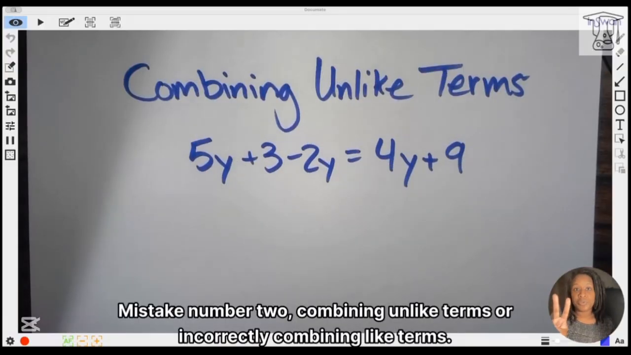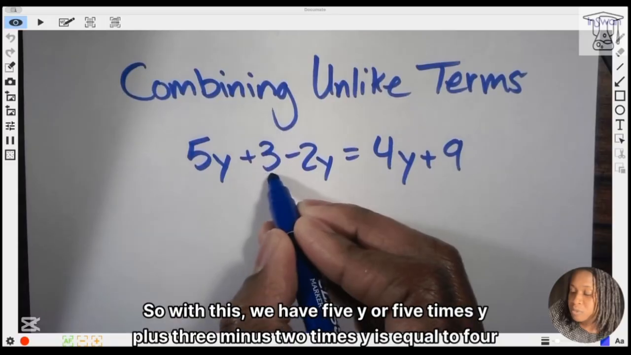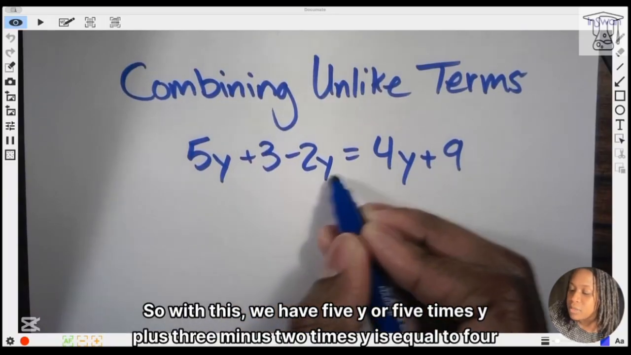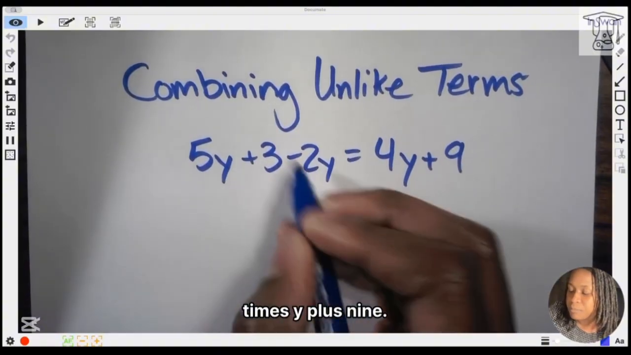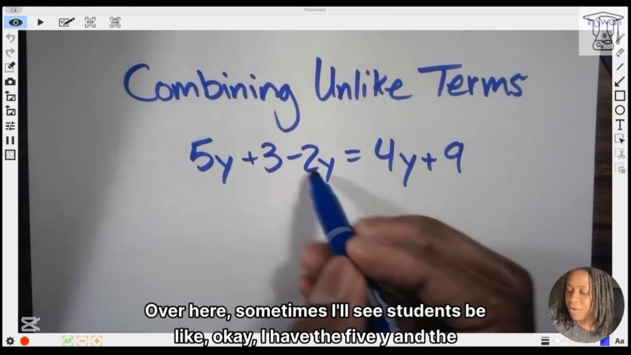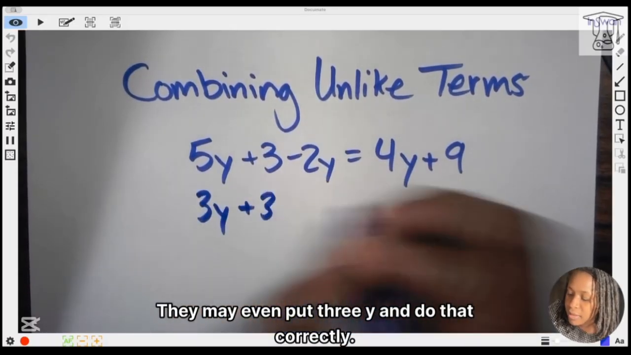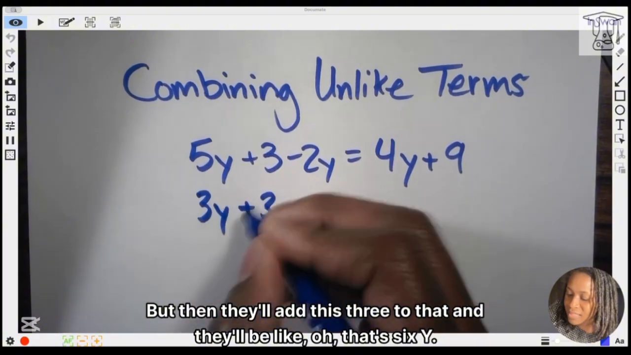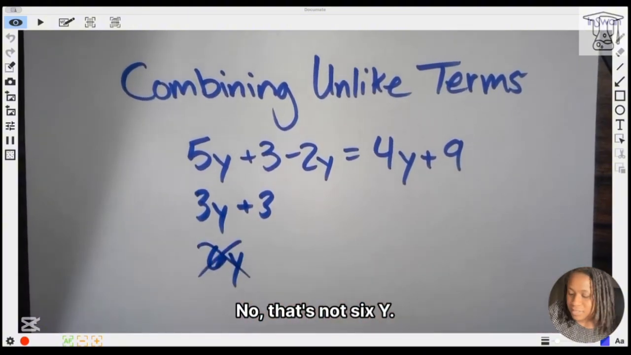Mistake number two: combining unlike terms or incorrectly combining like terms. So with this, we have 5 times y plus 3 minus 2 times y is equal to 4 times y plus 9. Over here, sometimes I'll see students combine the 5y and the -2y, and they may even put 3y and do that correctly, but then they'll add this 3 to that, and they'll say, oh, that's 6y. No, that's not 6y.